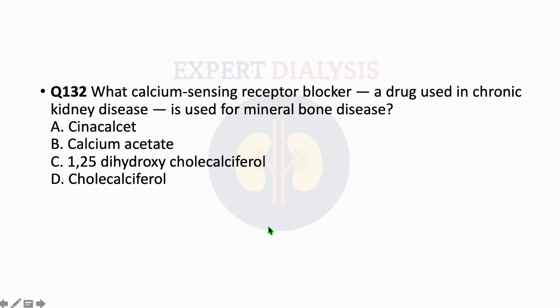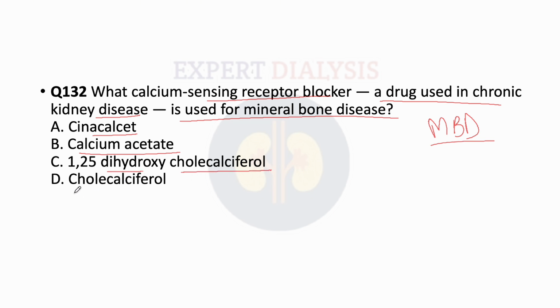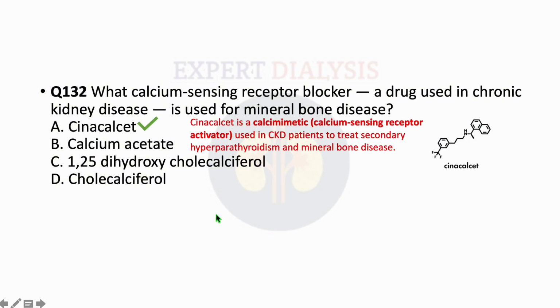Moving ahead to the second question, it says, which calcium sensing receptor drug, used in chronic kidney disease, is used for MBD, that is mineral bone disease? So we have to choose a calcium sensing receptor drug used in CKD. Option A is cinacalcet, option B is calcium acetate, option C is 1,25 dihydroxycholecalciferol, option D is cholecalciferol. The right answer will be cinacalcet.